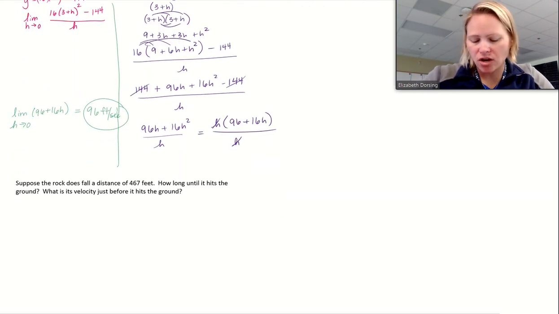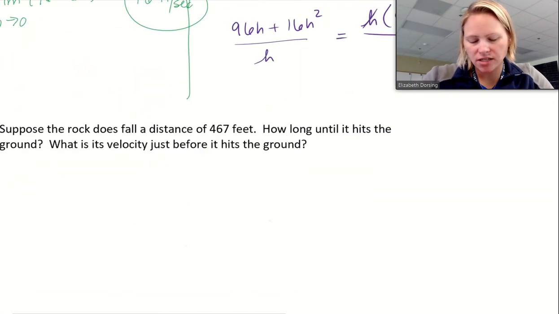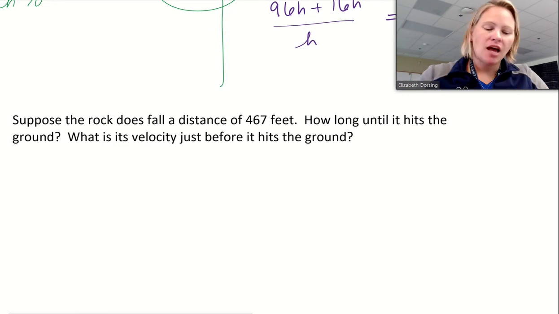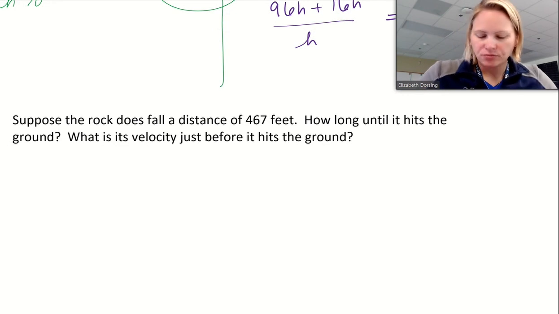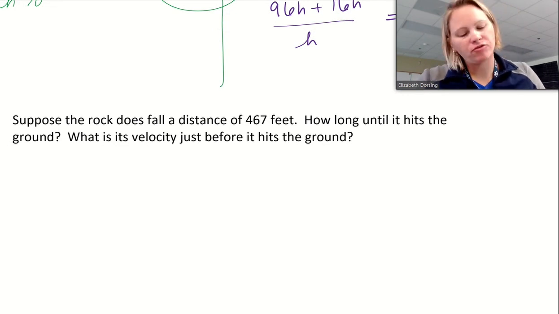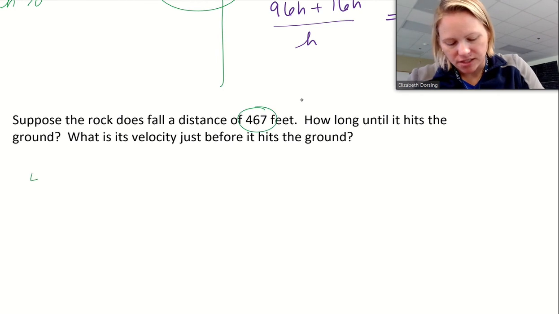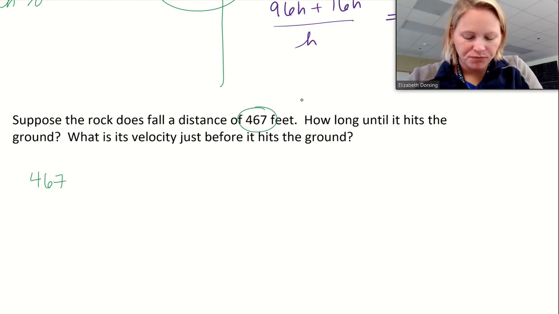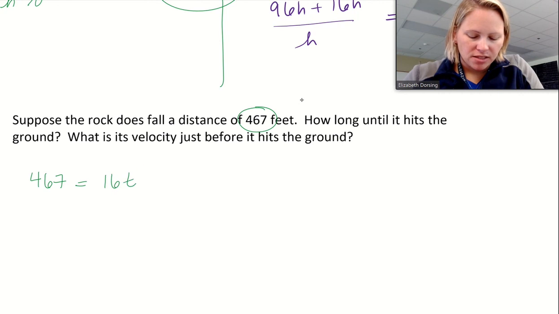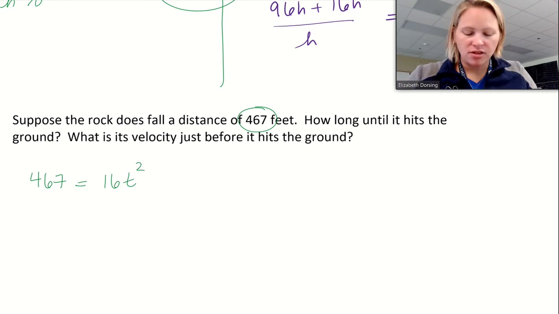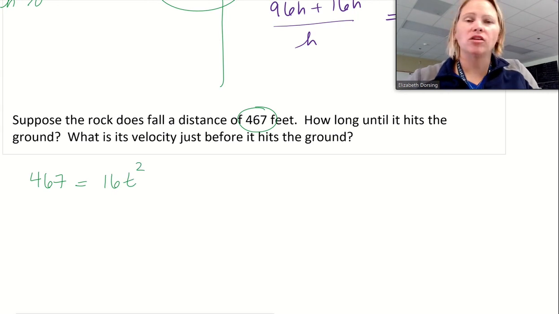Now, the last question on here says, suppose the rock does fall a distance of 467 feet. How long until it hits the ground? What is its velocity just before it hits the ground? So if we fall a distance of 467, we've got 16t squared. So I'm going to divide everything and solve for my time to see how long it took to hit the ground.